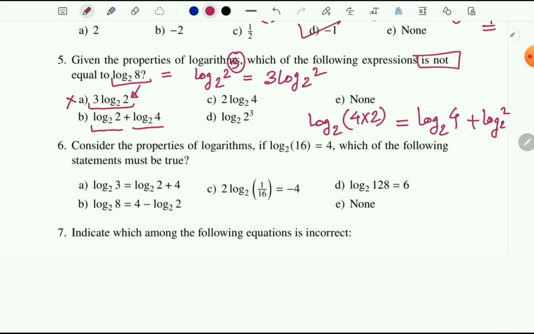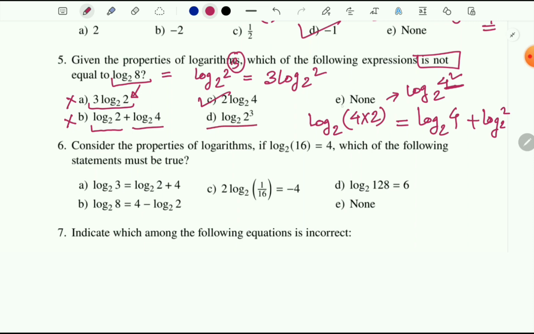2 log 2 of 4. C, can we write this as log 2 of 4 squared, let's say? No, this becomes 16, therefore this is the correct answer. This is wrong. This is also correct. None, of course not. So our answer is C.